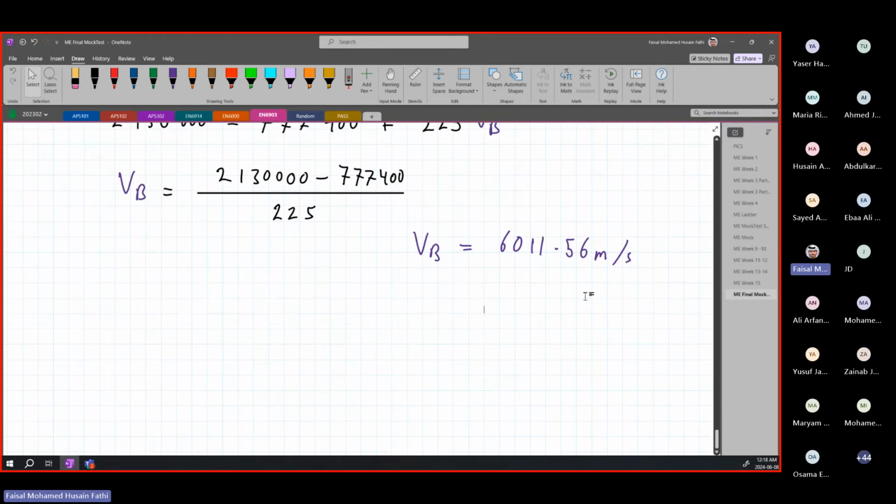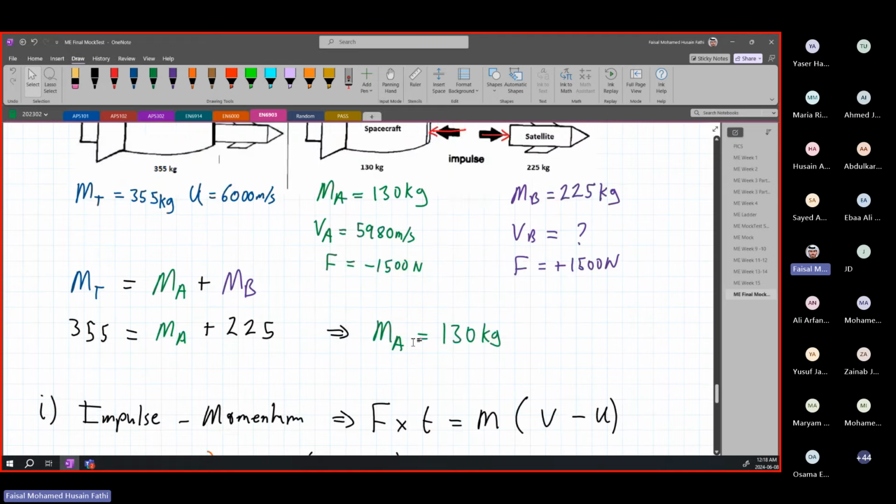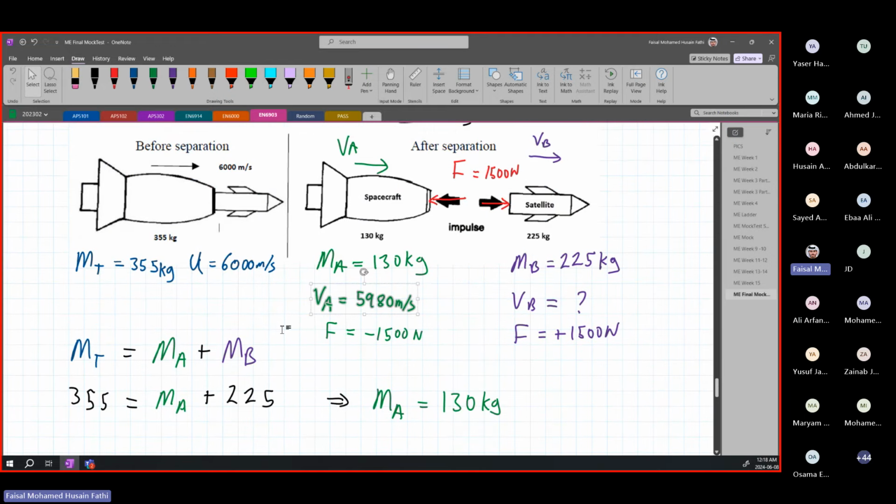Okay, and obviously this is going to be larger than the initial velocity. Why? Because if you notice here, this slowed down, meaning this has a reduction in momentum. Therefore, here it had to have an increase in momentum. So the velocity should have increased. This is the whole idea of conservation of momentum.